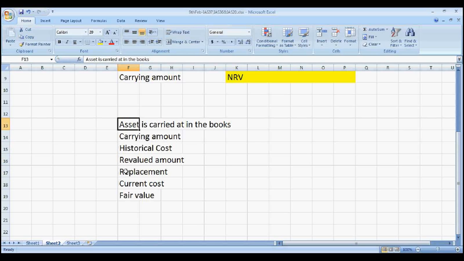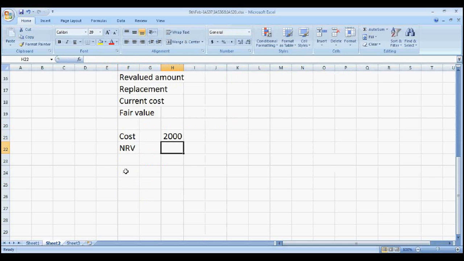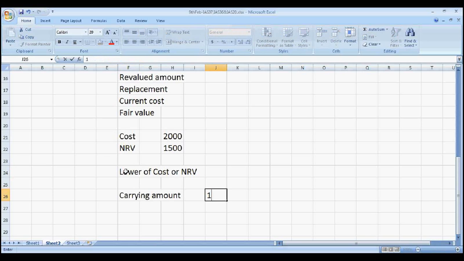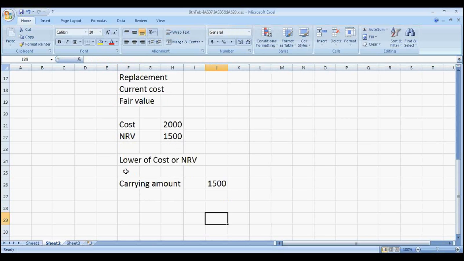So in inventories, I say lower of cost or net realizable value. If the cost of the inventories is 2000, net realizable value of the same inventory is 1500. So I'll have to record it at lower of cost or net realizable value, isn't it? Next moment, the carrying amount becomes 1500 instead of 2000. The carrying amount has changed. So next year carrying amount may be different. That is the reason I do not call it historical cost, I do not call it fair value, I do not call it revalued amount, I do not call it net replacement cost, I call it carrying amount. The value at which the asset is shown in the books.